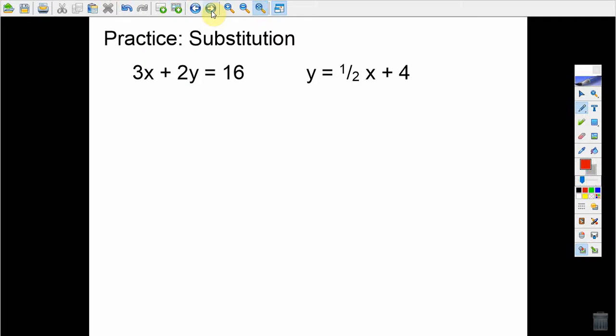Alright, so I want you to do this one on your own, guys. Once again, we have the setup for substitution. We have the second equation equal to a variable, which means that we can substitute this side into that equation for y, and that'll get you started, guys.